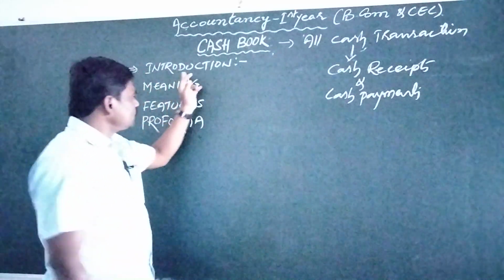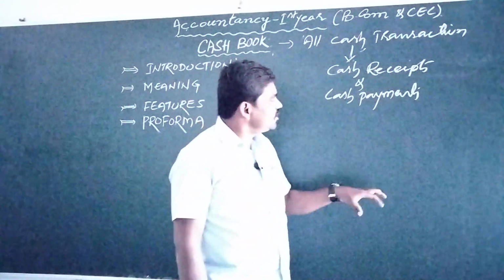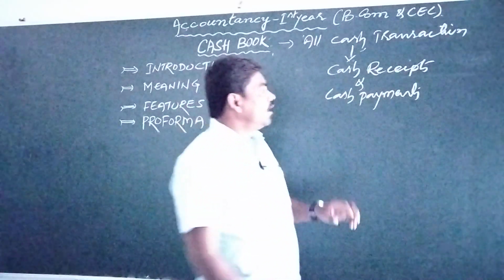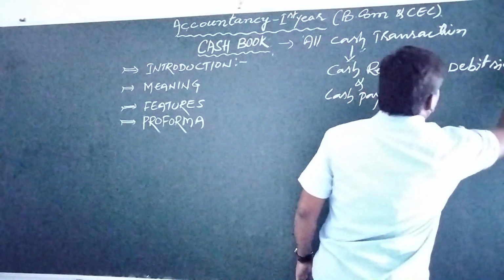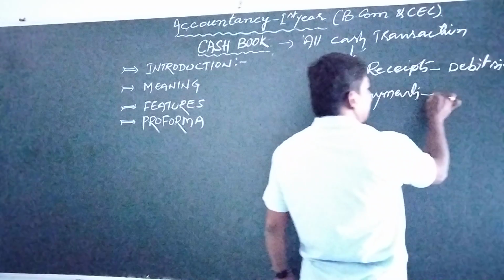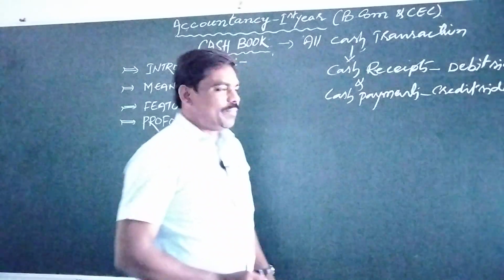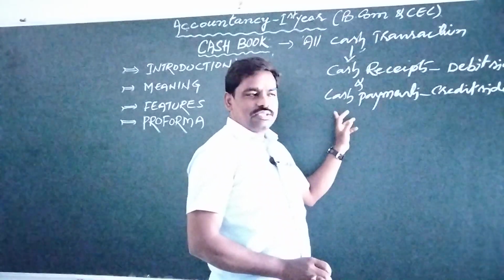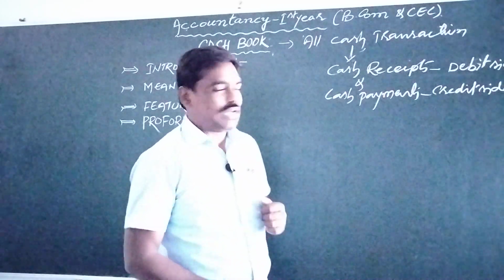And here I told you that we enter all cash transactions in the cash book. Cash receipts are entered on the debit side of the book, and on the credit side we enter all cash payments. So on the debit side we enter cash receipts, and on the credit side we enter cash payments. At last we find the cash balance in the business organization.